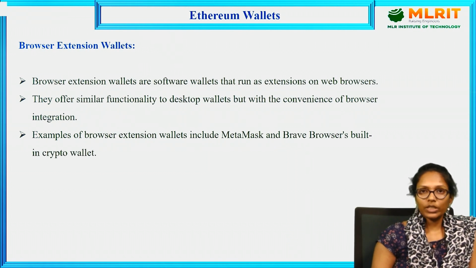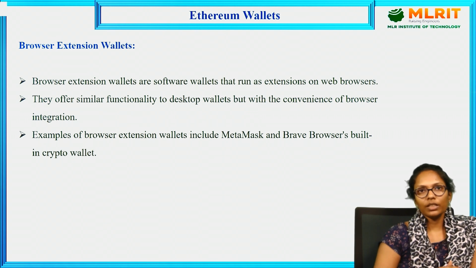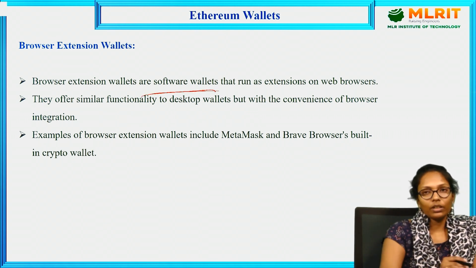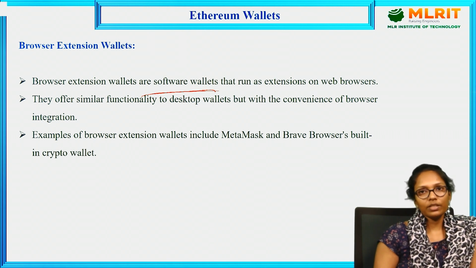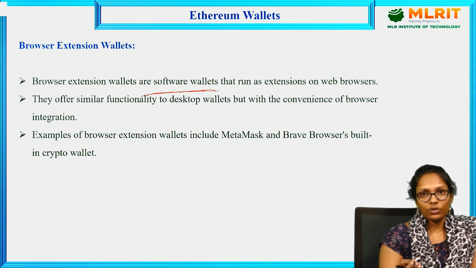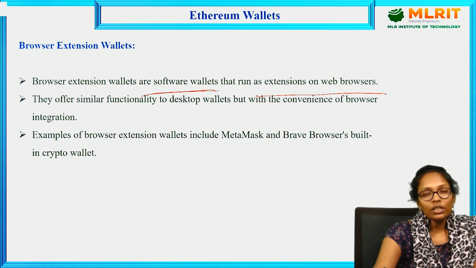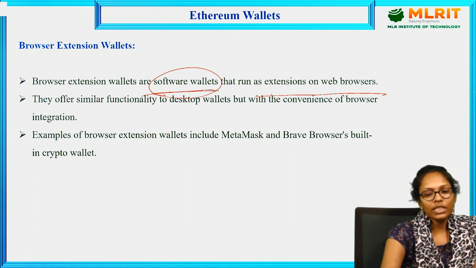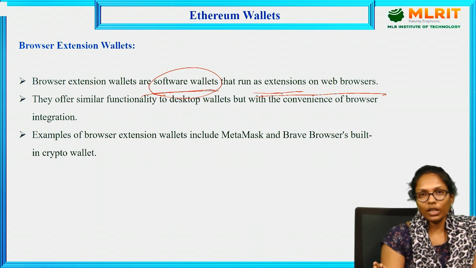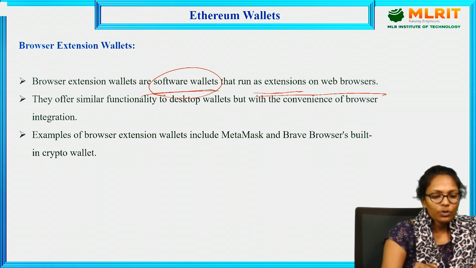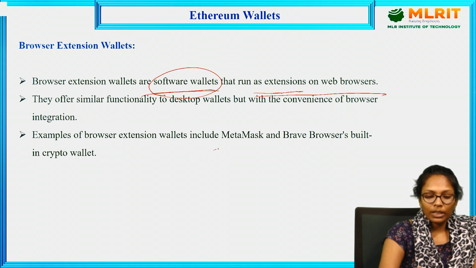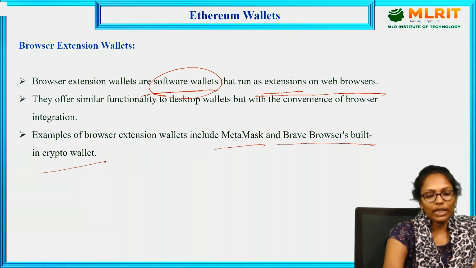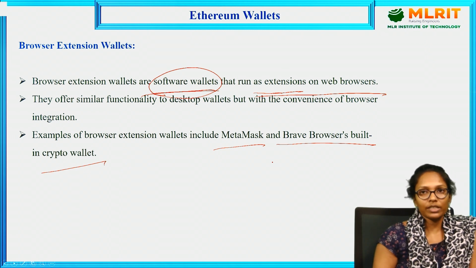Coming to the browser extension wallet. These are similar to the first one, the software wallet, but the only difference is it will also give some extension. It will run as an extension on the web browser. It's just similar to a software wallet, but the additional thing is it will also provide the extension for our browser. Coming to the examples, MetaMask also supports this browser extension, and there is Brave browser's built-in crypto wallet. So these are the two examples of browser extension wallets.